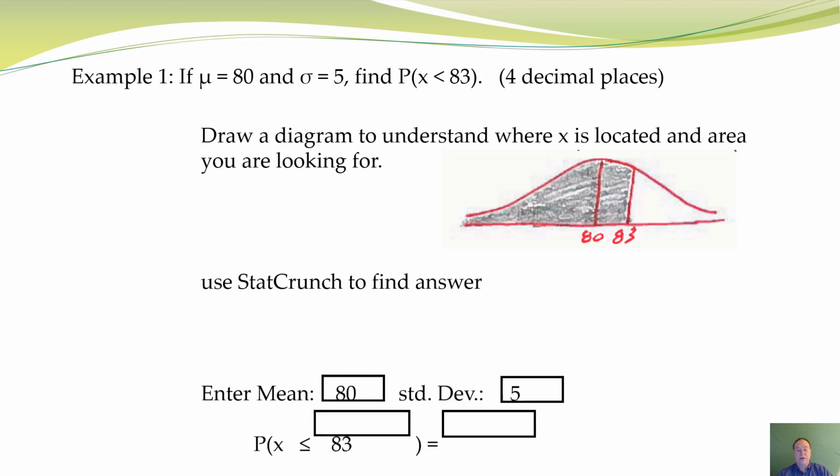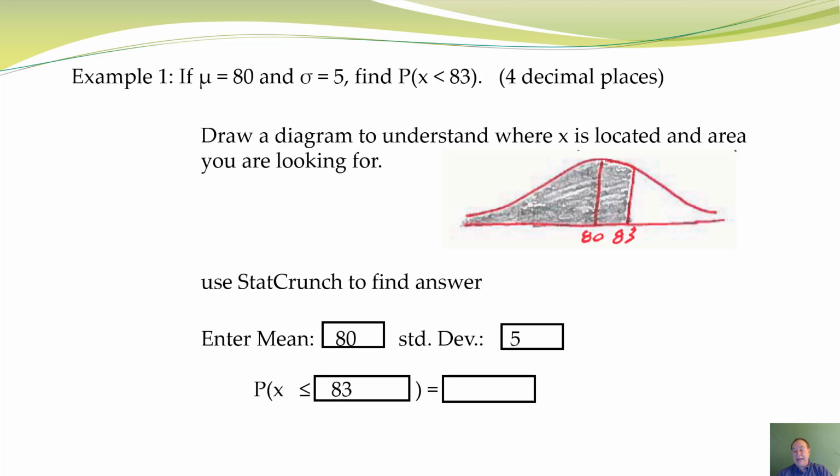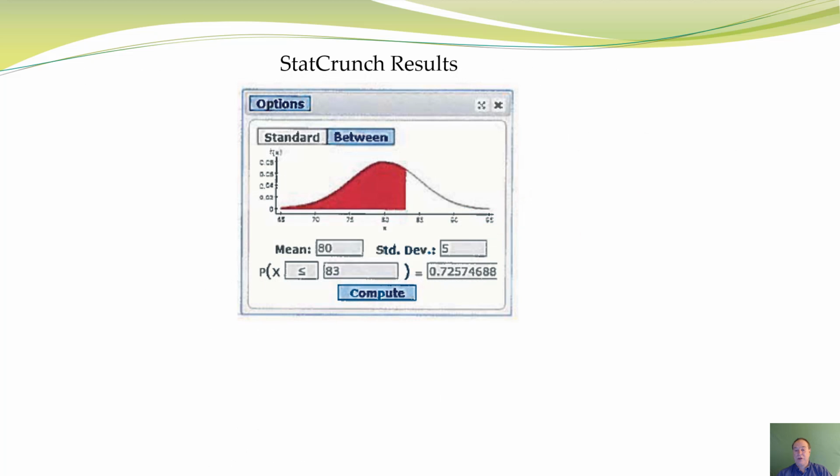Use StatCrunch. So this time you put 80 in for the mean, you put 5 in for the standard deviation, you choose less than or equal to, and you put 83 in for the x value. Click compute, and this is what would appear. So let me just run through that.